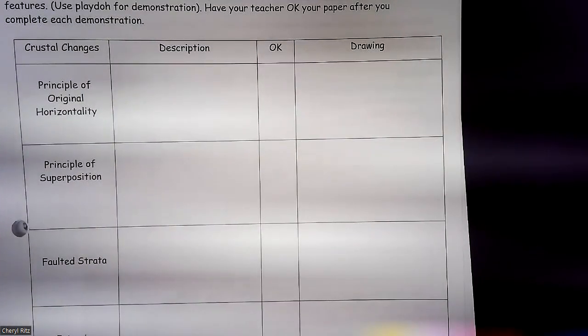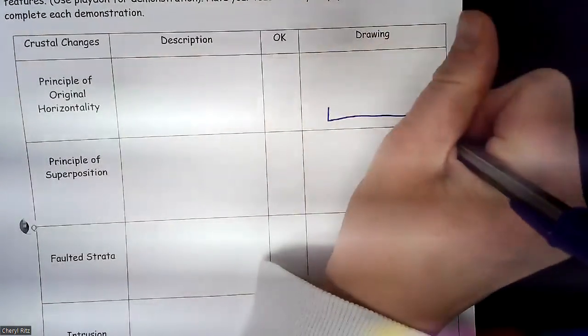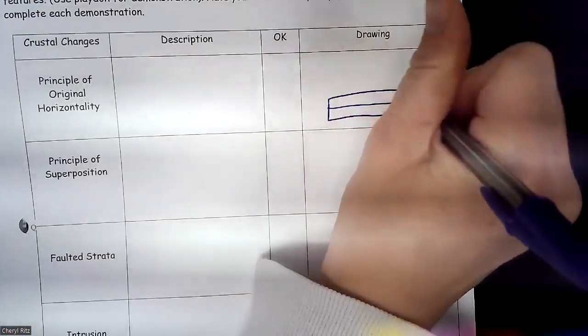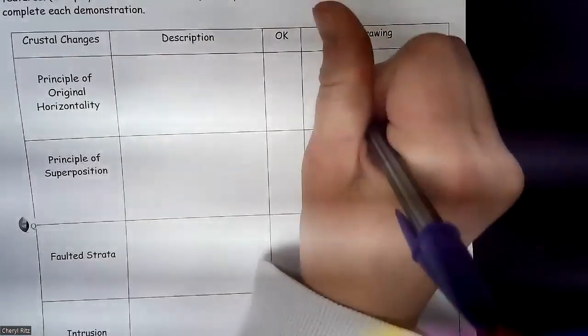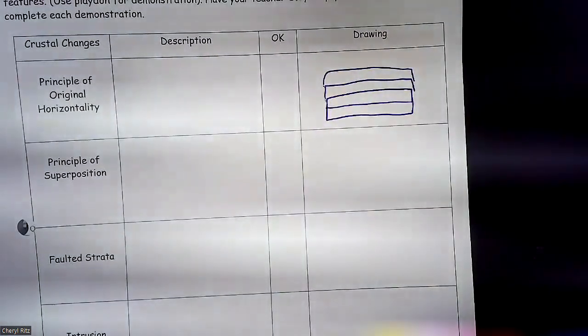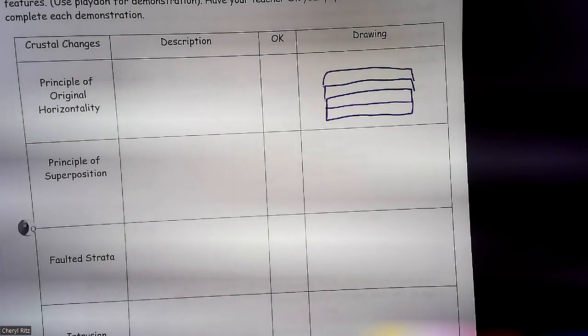So with principle of original horizontality, which is the concept that layers were originally horizontal. Again, it's a stretch with the name, I'm sure. So if they were originally horizontal, if you find them tilted, it means they were tilted after they were laid down, after they were deposited. And all you needed for the drawing for that one was nice horizontal layers. So that was all you should have had really for the first set of drawings.